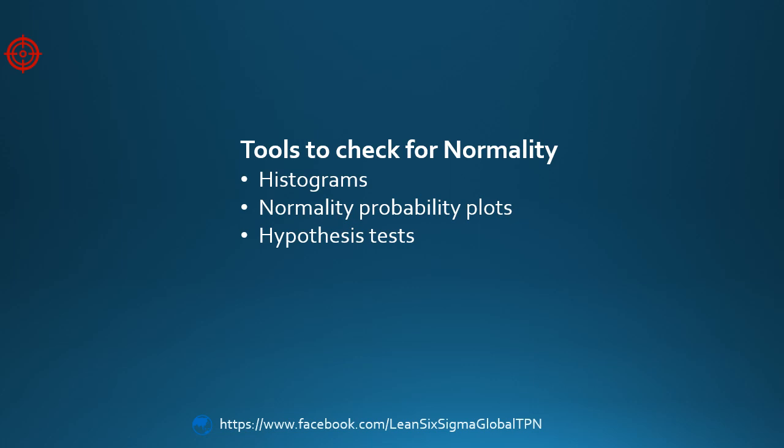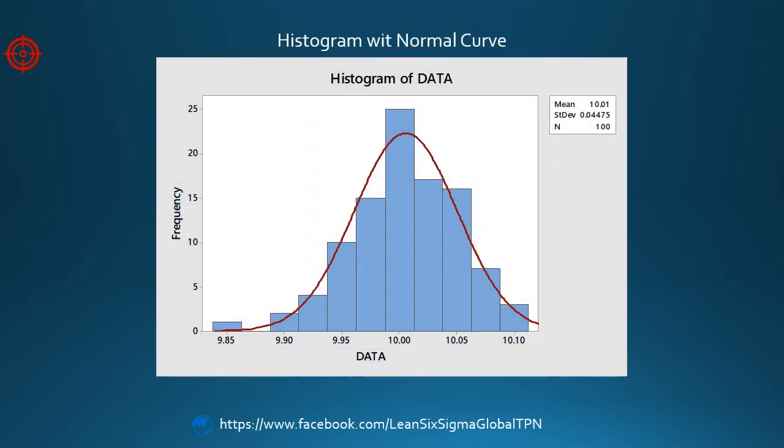So first, let's look at a histogram with a normal curve. This is a histogram of part diameters. Now look at the normal curve that has the same mean and standard deviation as the data. The curve is a good fit to the data, which indicates that these data are modeled well by a normal distribution. We can also assess normality with a probability plot.